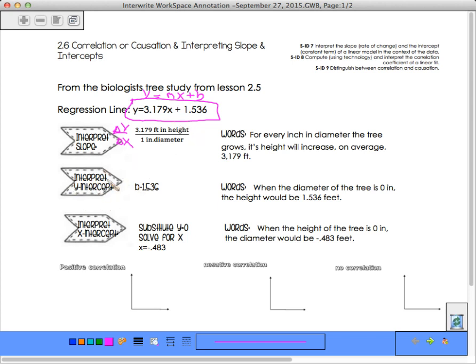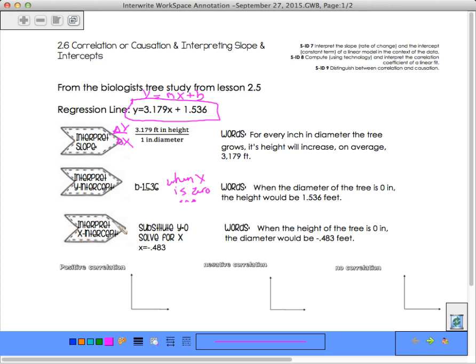Okay, and then interpreting y-intercept. So this is my y-intercept right here. That number by itself. That's my b. My y-intercept is 1.536. This is your starting point where you cross the y-axis. So that is when the x is 0. So the x here was the diameter. So when the diameter of the tree is 0, the height would be 1.536 feet. So this is when whatever x represents is 0.